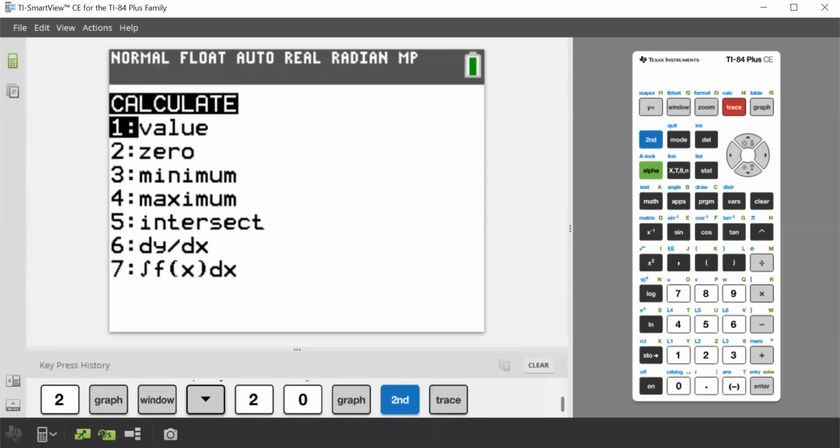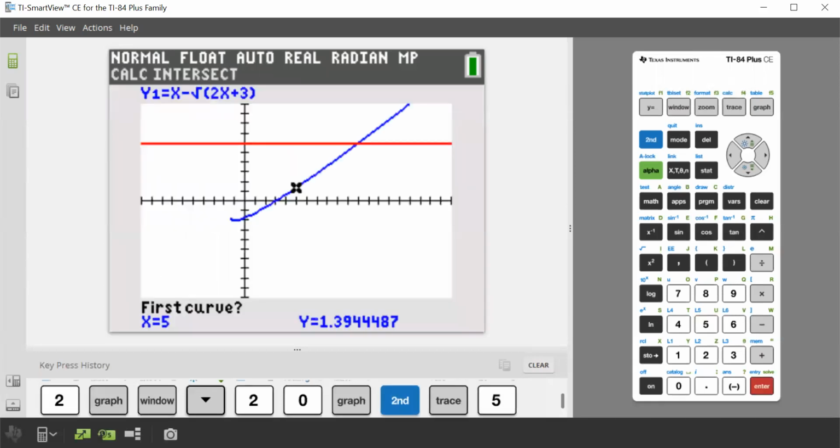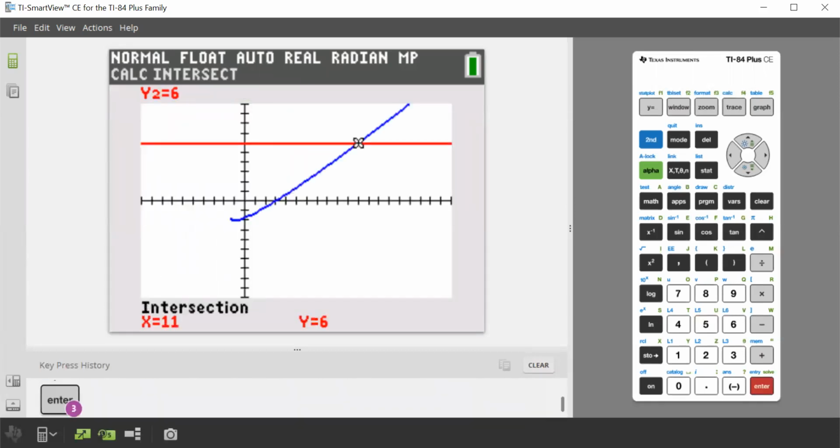Now it will calculate that for us. First curve, second curve, guess, who cares, enter. And there it is. Your answer is 11. So we're only looking at the x value because we only had an equation of one variable. First thing I always want you to do is to graph and get the answer.